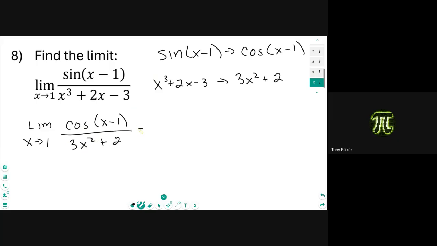Also, make sure you do the derivative of both the top and the bottom. I did see people only do the derivative of one of them. So now if we plug in 1, we get 1 over 5.